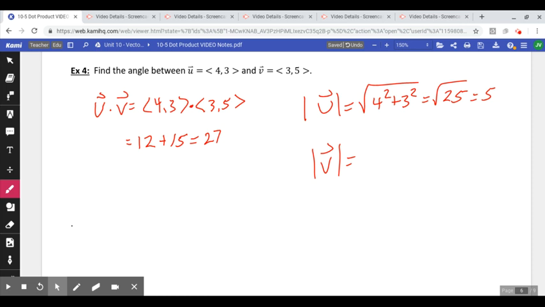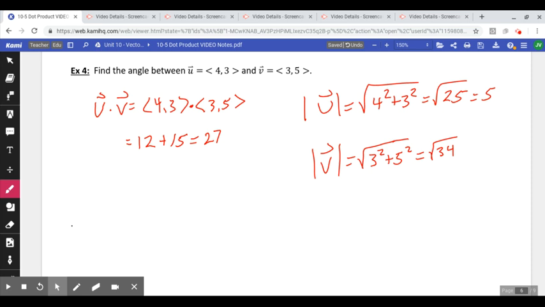If we work with vector v, it has an x component of 3 and a y component of 5. If we square 3, we get 9. Squaring 5, we get 25. And 25 and 9 is 34. And you can't break 34 down any further than it already is. The two factors of 34 are 17 and 2, and you won't have a pair of factors that you can work with to take the square root of.